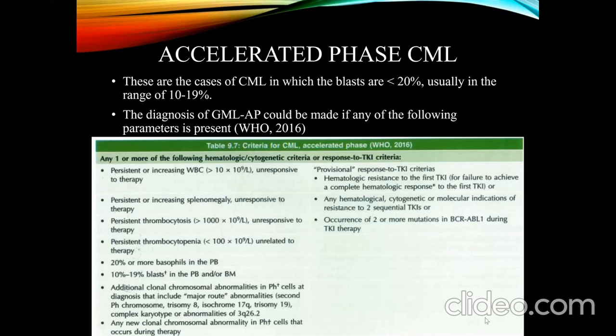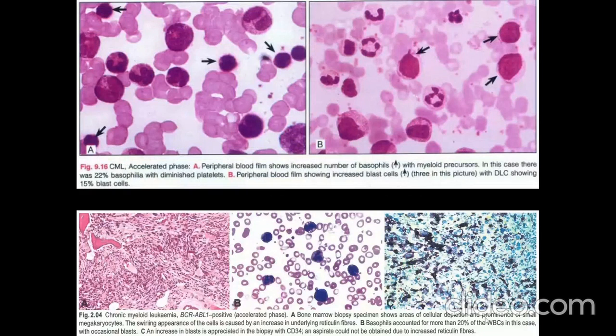Either one of these, or on the other side, we can see provisional response to TKI criteria, that is tyrosine kinase inhibitor criteria. Hematologic resistance to the first TKI, or failure to achieve complete hematologic response to the first TKI, or any hematologic, cytogenetic, or molecular indications of resistance to 2 sequential TKIs, or occurrence of 2 or more mutations in BCR-ABL1 during TKI therapy. So now that we have seen the criteria for accelerated phase, let us see the blood picture.